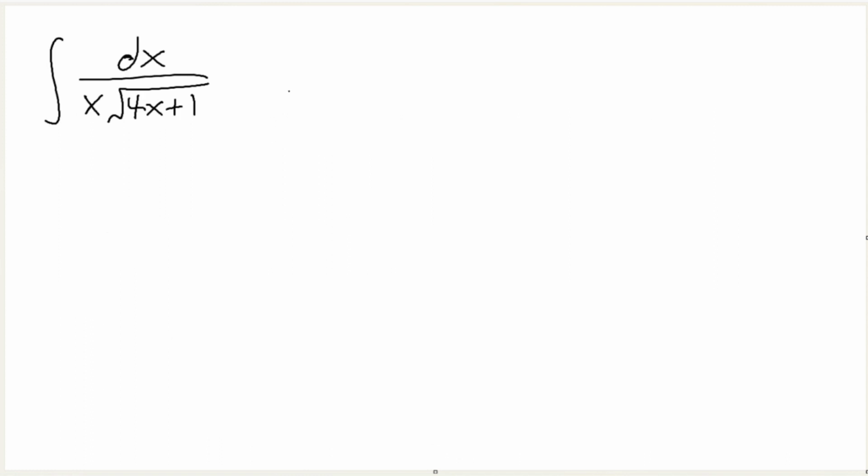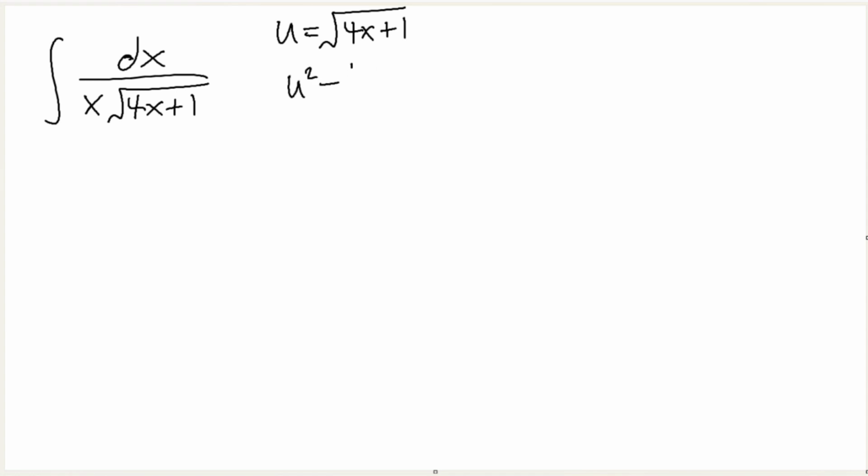Huh. This looks suspicious. If we let u equal 4x plus 1, we're going to be left off with square root of u and whatever this is, right? But let's get rid of that. Let's get rid of that. Let u equal 4x plus 1.